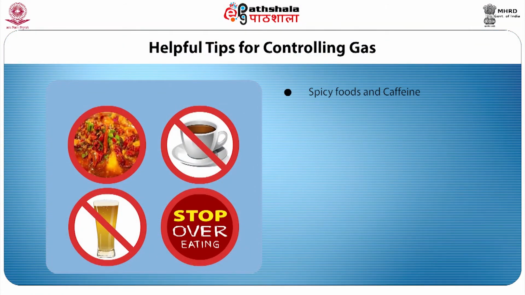Now let us see helpful tips for controlling gas. Avoid spicy foods and caffeine, both of which stimulate rapid transit. Avoid beer and other carbonated beverages. Soak dried beans overnight and rinse prior to cooking. Eat slowly and chew food thoroughly.